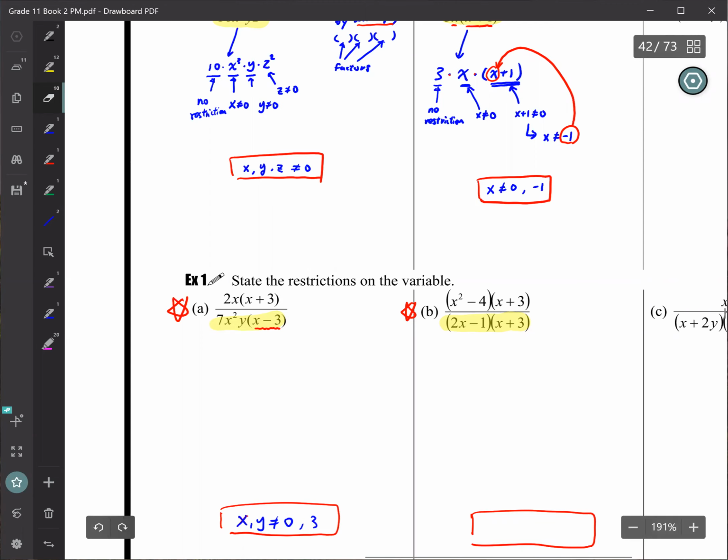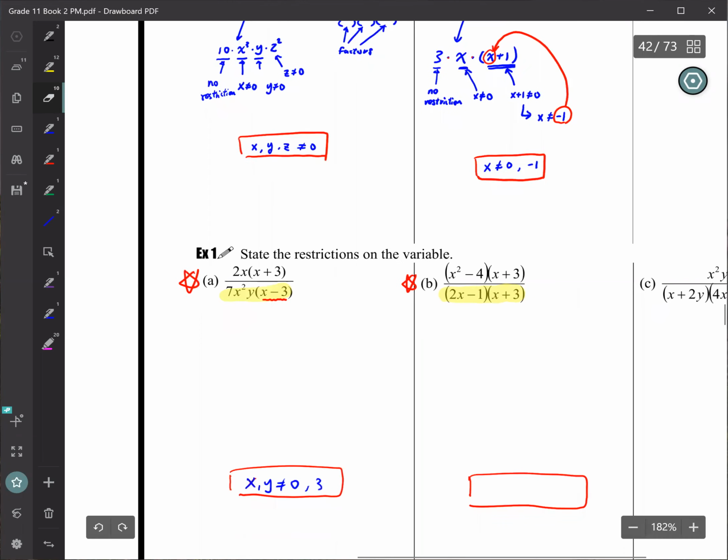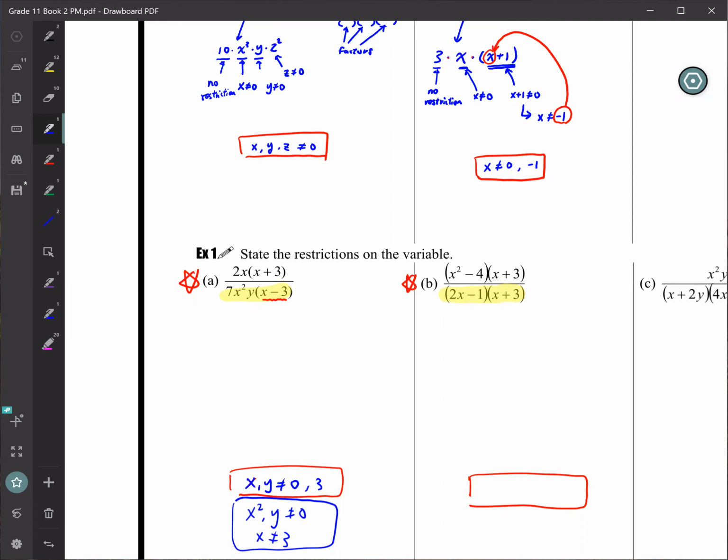How about Angela? What's your answer like? I got, oh wait, x squared and y can't be 0 and x can't be 3. Okay, x squared y cannot be 0 and x cannot be 3. Like that? Yeah. Okay, it's okay. It's a first time, right? So we're going to go over in detail.